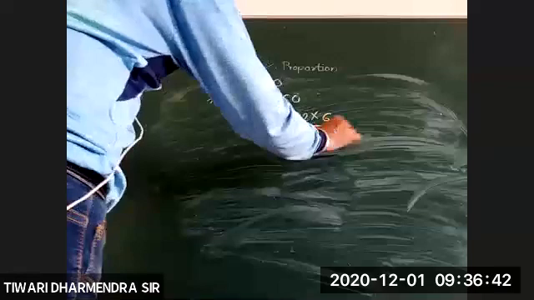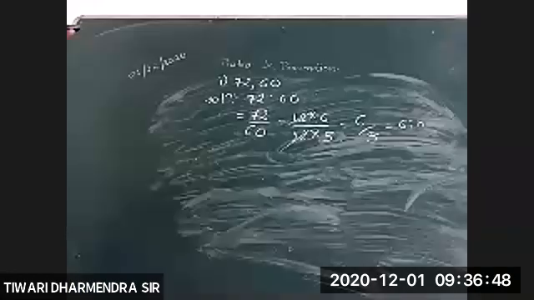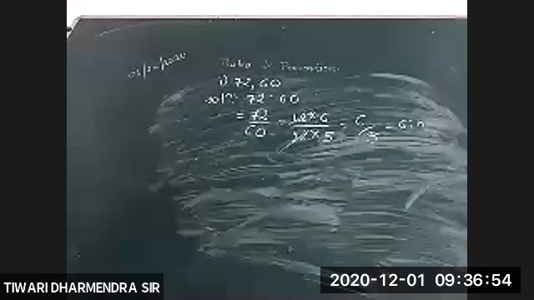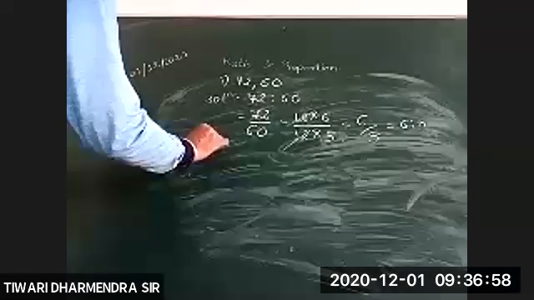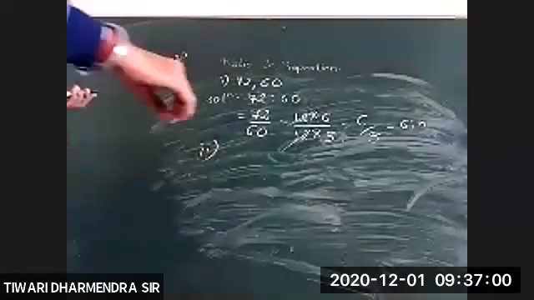We can say this is the reduced form of the ratio of the first number to the second number. So you can try the second problem by yourself.